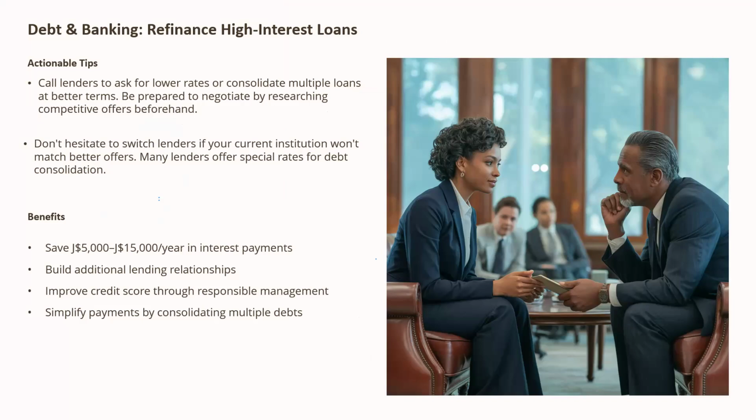We spoke about refinancing your mortgages. You can actually refinance your other debts, primarily high interest debts. So you can call lenders, for example, to ask for lower rates or consolidate multiple loans at a better term. I would have done this in the past as well, and that would have seen my total loan payments go down by about $8,000.